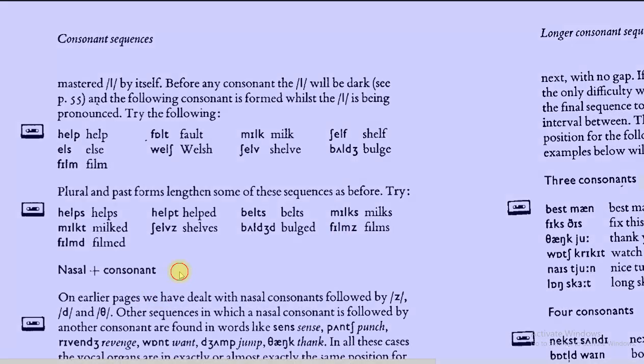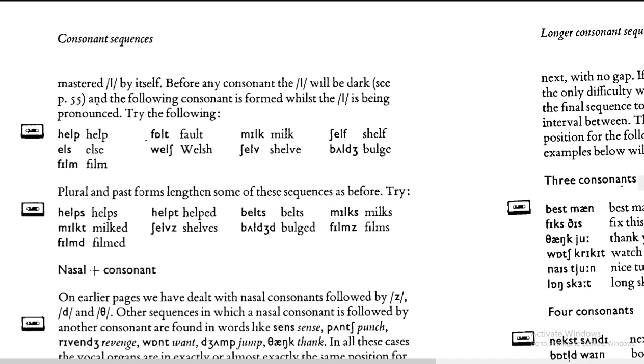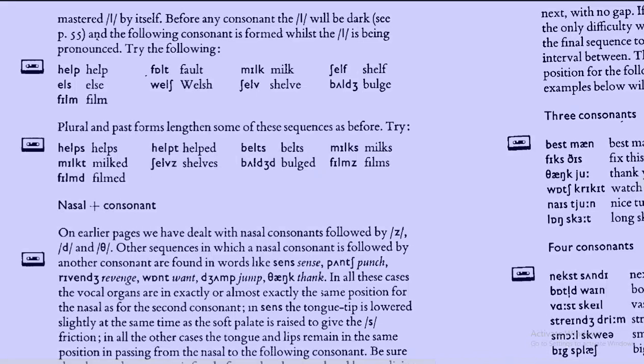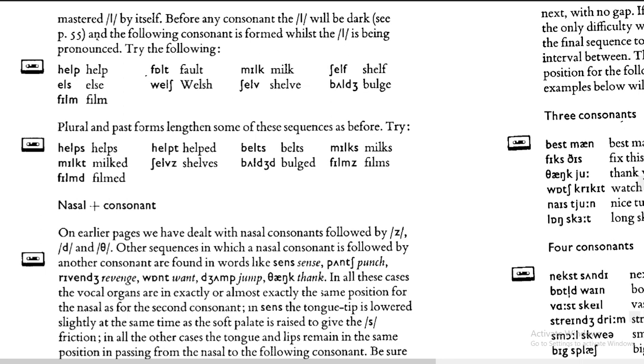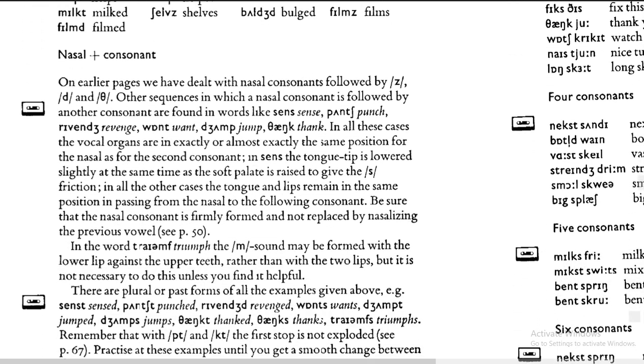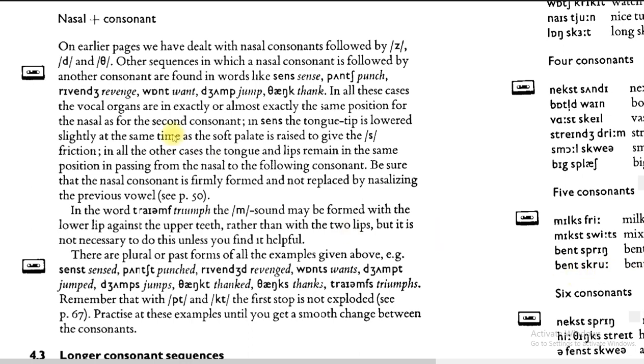We come to the last topic, or the topic before the last, which is nasal plus consonants. You know what is meant by nasal? What are the nasal sounds? We have 3 nasal sounds, which are n, m and ng. Let's see how we deal with them. What consonants can follow the nasal sounds and what happens? Previously we dealt with nasal sounds n, m, followed by either z, d, or th. We dealt with these cases.